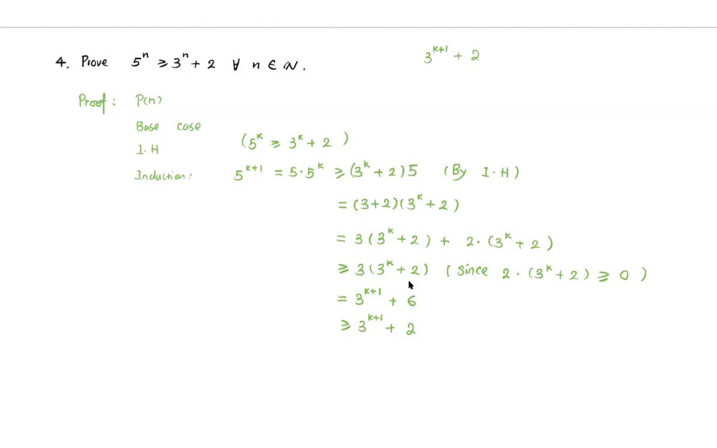Any question? Why is it this? Because we want this. That's why I wrote it here. I want to explain this. This and this. Okay? This means greater than or equal to.